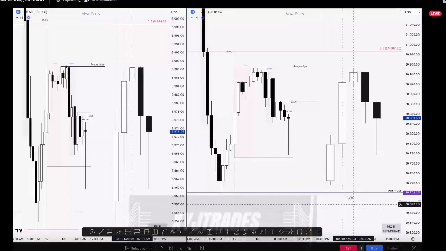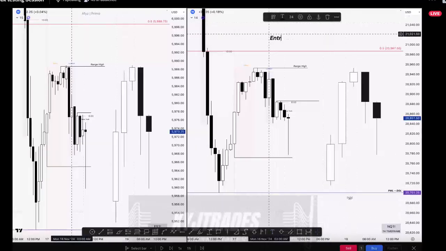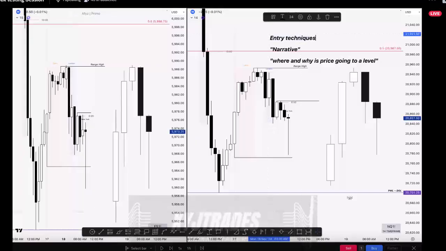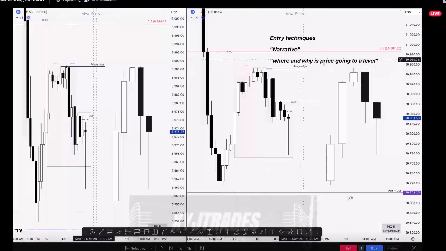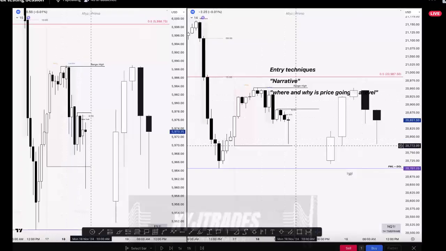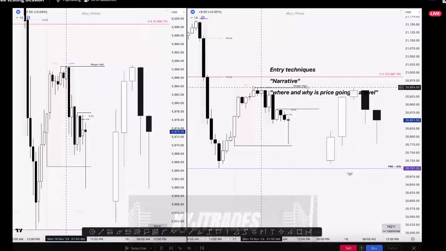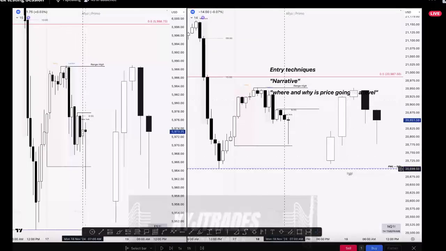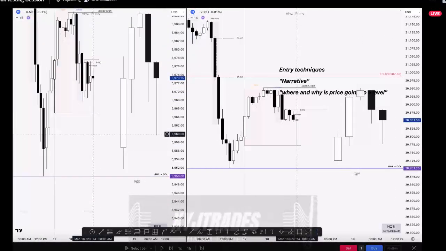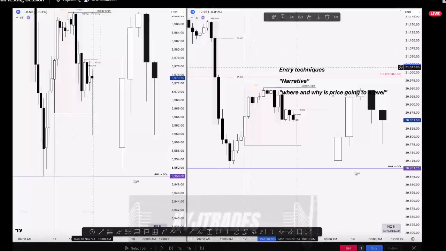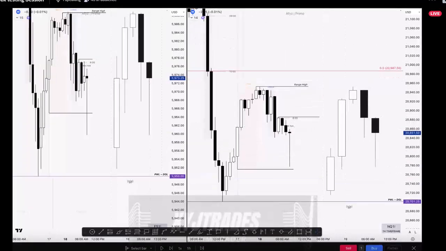You want to align your entry techniques with something that you heard me say all the time, which is your narrative, right? Which is where and why is price going to a level? Well, for me, I can tell you with certainty that I don't believe that price is going to come above the range high. Why? Because we have a bearish daily bias, we have an SMT formed at that range high, and because price has failed to manipulate previous day low, which is going to be the failure swing to the level it manipulated to. There is my where and why. So now I just need to align my entry technique with that where and why.